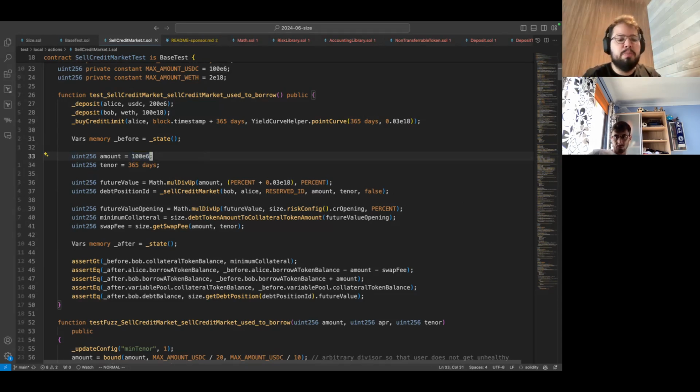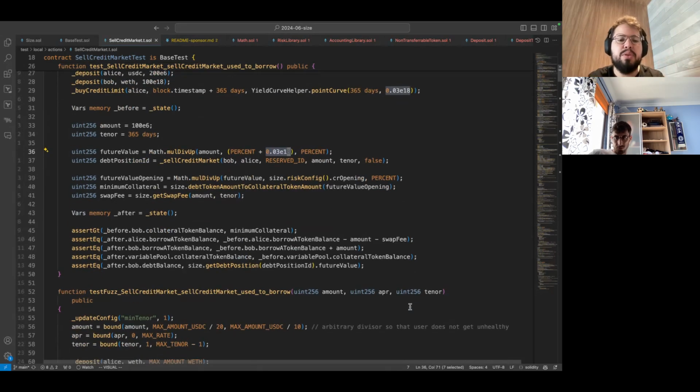Like here, you're borrowing $100 for 1 year, and you are paying 3% on top of your interest. So they are very easy to explain. Also, they serve as documentation because you can later port it to a README or a non-technical documentation, and you can have both the non-technical documentation and the technical documentation aligned. So I think hard-coded tests are very useful.